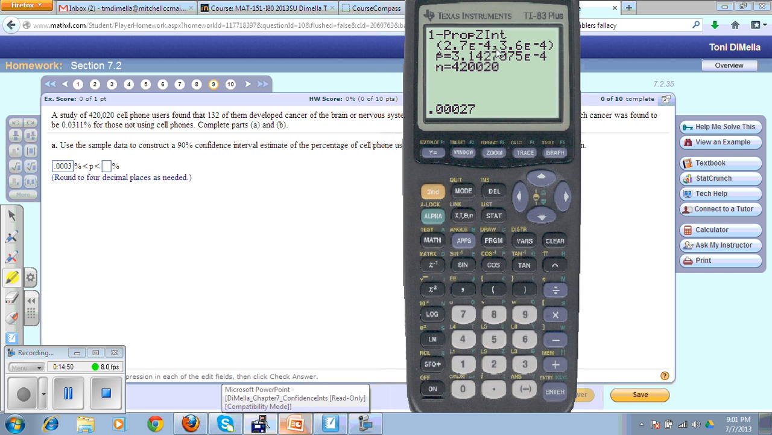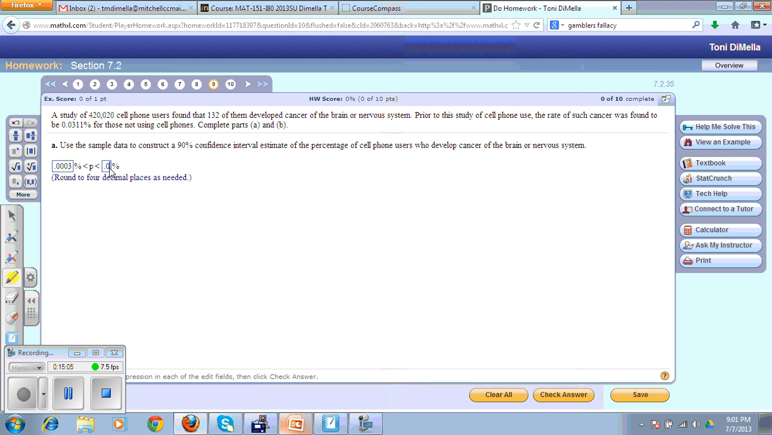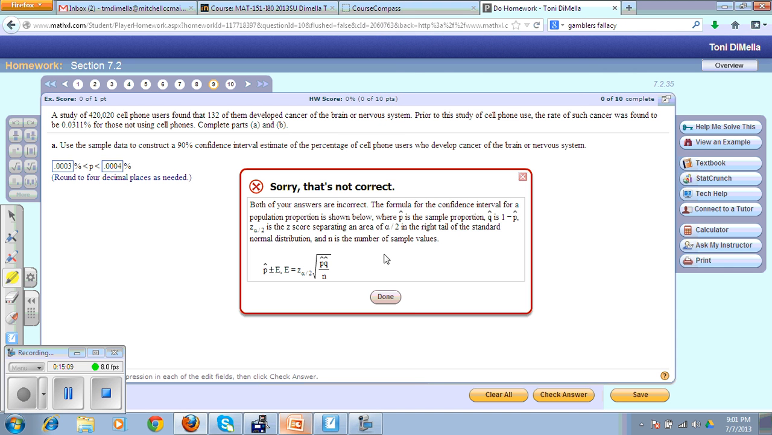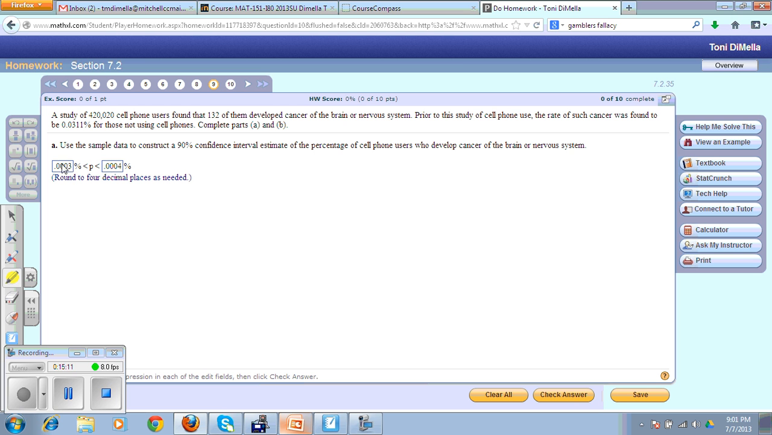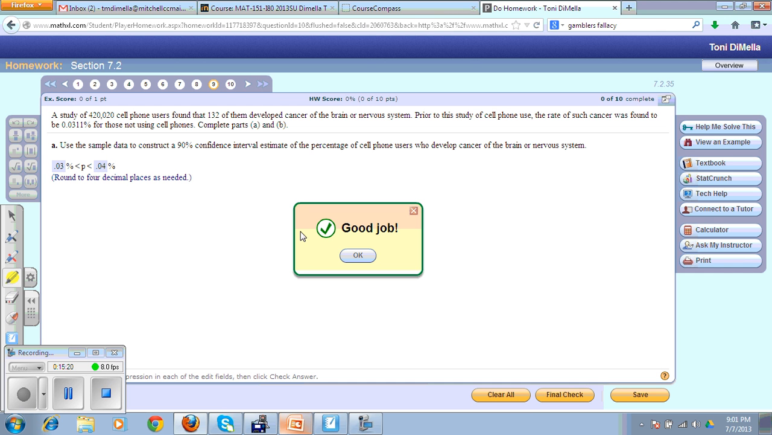My high end is 0.00036, because I drag this back 4 spots, jump over the 3, I need 3 more zeros. So rounded to 4 decimal places is 0.0004. Oh, as a percent. Now I've got to change it to a percent, which means 2 spots to the right. And now my MyMathLab is happy.